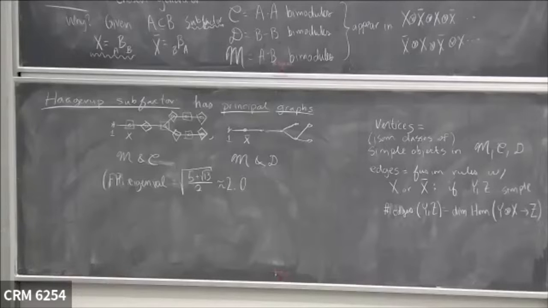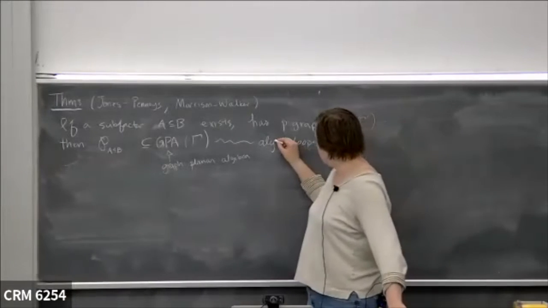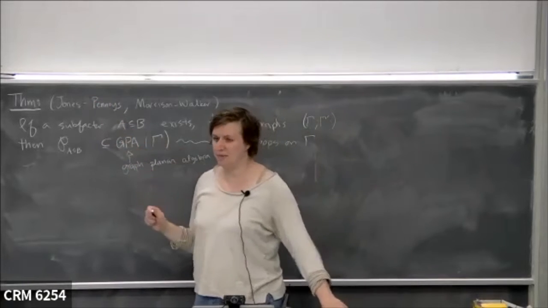And the answer is this theorem, that if a subfactor exists, then it has this invariant called its planar algebra, very closely related to the categories we wrote down over here. And that planar algebra can be found inside of what we call the graph planar algebra. Okay, so this is just the algebra of loops on the graph at hand. So this is extremely concrete, in a way that things that involve the word subfactor usually aren't.